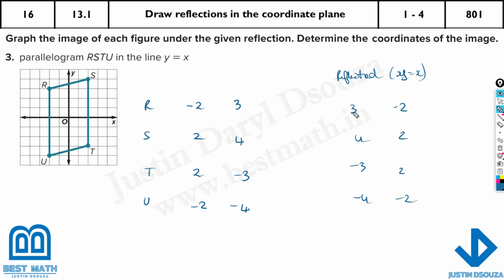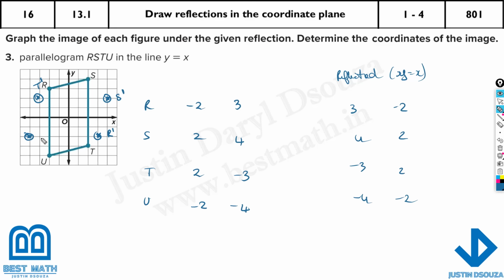And now if you reflect it, let's write the new values. 3, 1 to 3, and -2 is somewhere over here. This will be the point R. That is R prime. 4, 1, 2, 3, 4, and 2 is over here. 1, 2, 3, 4. Yeah, that's over here. Let me put that out. And that is S prime. And then what do we have? -3 and 2, that's over here. There we go. That will be T prime. And lastly, we have -4, 1, 2, 3, 4, and -2, that's over here.